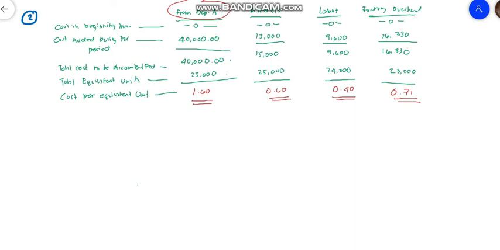So you just add these four and you get the total cost per unit. Now we cannot add that one because these two are different. Sorry about that.